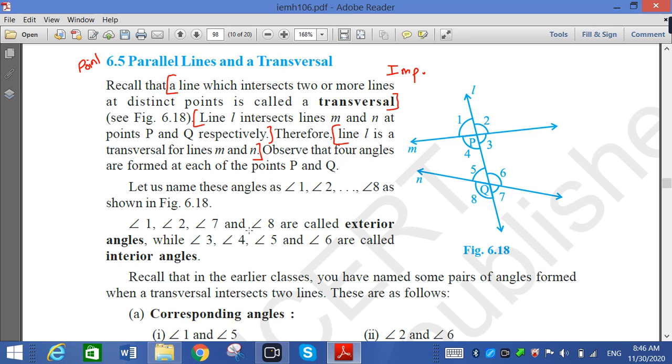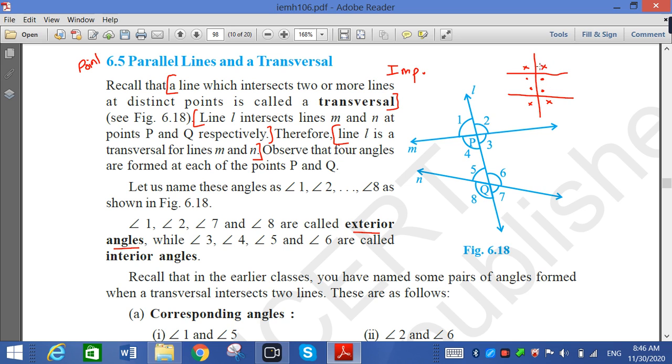1, 2, 7, 8 are called exterior angles. What is called exterior? Which angles are called exterior? Those which are outside. 2 lines are here. So if you draw 2 lines, and interior angles means what? Inside angles. Exterior means outside angles.